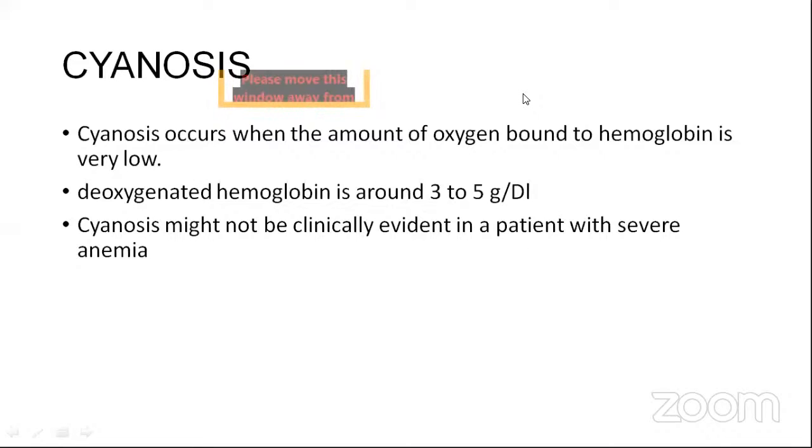Okay, so we'll come to the topic of cyanosis. Cyanosis occurs when the amount of oxygen bound to hemoglobin is very low. This is the concept for cyanosis, which means there is more deoxygenated hemoglobin in the blood. If it is more than 4 to 5 grams per deciliter, that is when cyanosis is going to manifest. Also remember, a very important point, that cyanosis may not be evident in a patient with severe anemia.